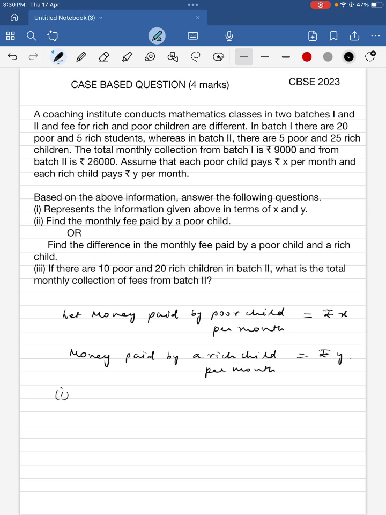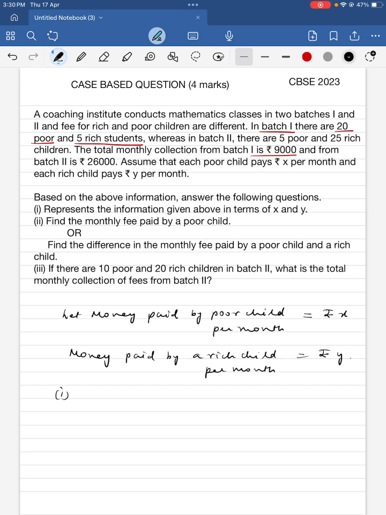Okay, so let's form the first linear equation. Now they've said that 20 poor children in batch 1. Okay, so we're talking about batch 1. There are 20 poor children and 5 rich children. Okay, and the total monthly collection from batch 1 is rupees 9,000.